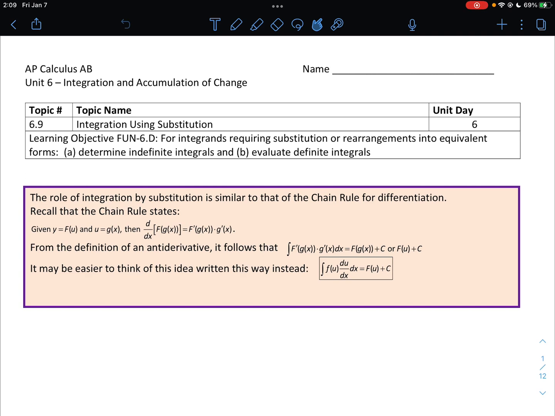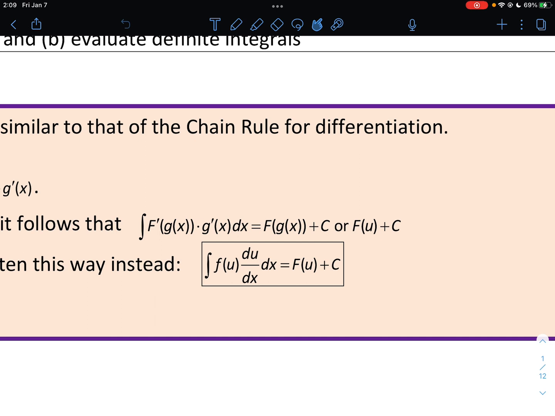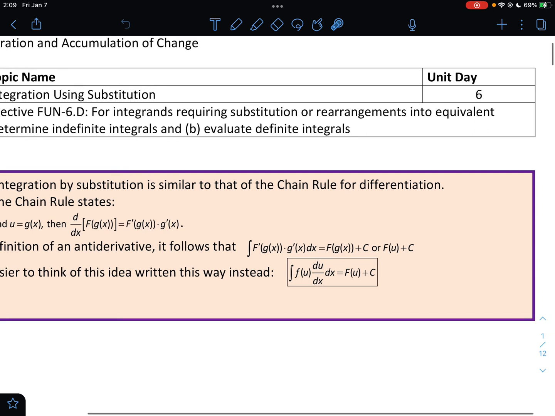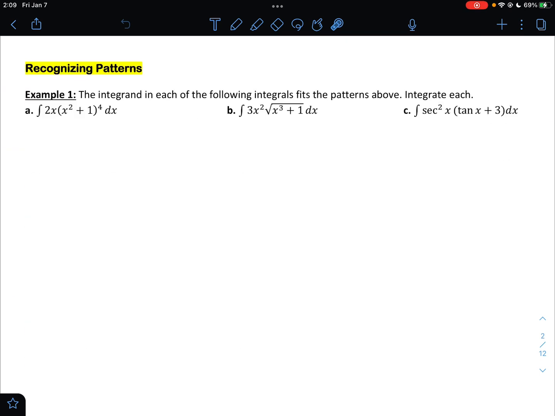From the definition of an antiderivative, it follows that the antiderivative of f prime of g times g prime would equal f of g of x plus c. Or you might think of it this way: f of u times du dx, the antiderivative of that would be f of u plus c. So it's kind of like a backwards chain rule. The only difference is we're going to need to do a little work beforehand before we can actually apply our integration. So let's take a look at a couple problems here.